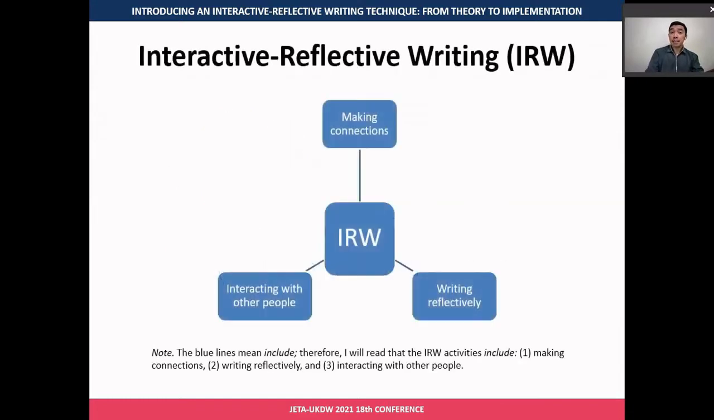And I name the technique interactive reflective writing technique. And this technique has 3 main principles. They are making connections, interacting with other people, and writing reflectively. And let's discuss these principles one by one.